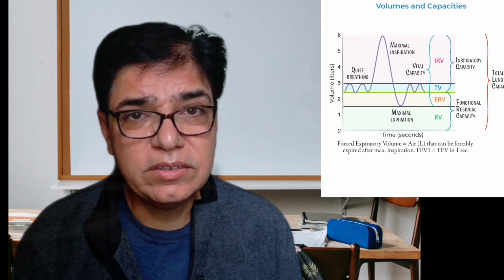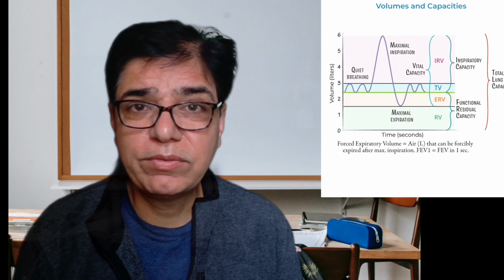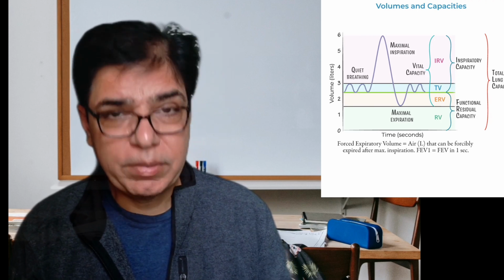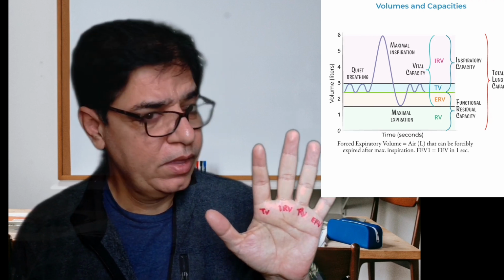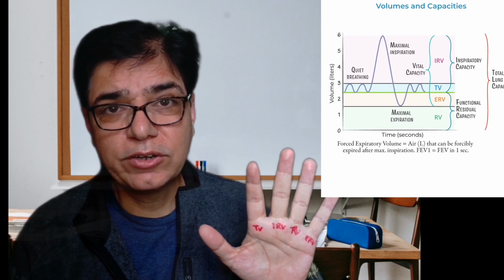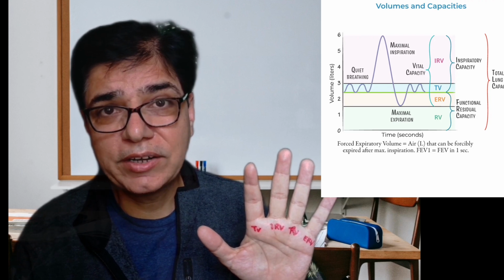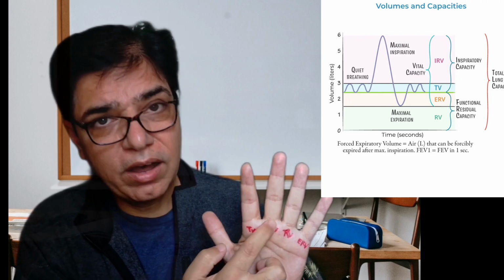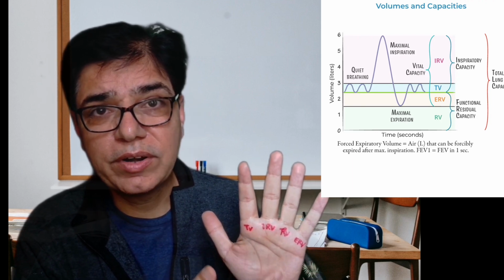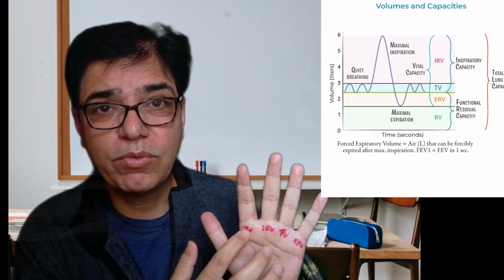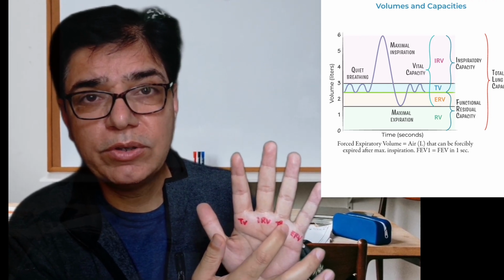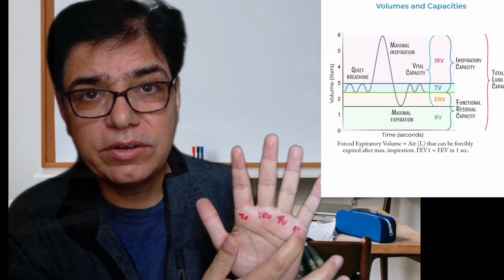Now, to make things easy, remember there are four lung volumes, and from them we calculate different capacities. I would use a very simple method. If you can see my hand here, remember the word TIRE, T-I-R-E. Obviously, when somebody is breathless, they become tired. This TIRE stands for four different lung volumes. The first T stands for tidal volume, I stands for inspiratory reserve volume, R stands for residual volume, and E stands for expiratory reserve volume.